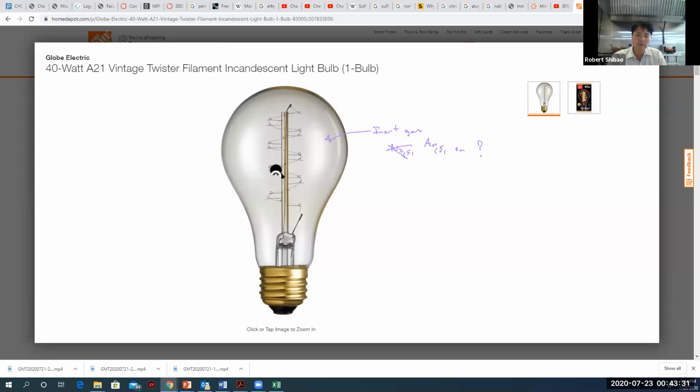Have you ever seen a lightning bolt? Obviously, you've seen a lightning bolt. What color is a lightning bolt?